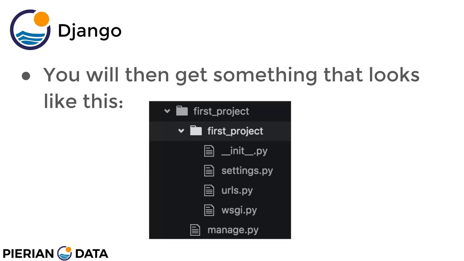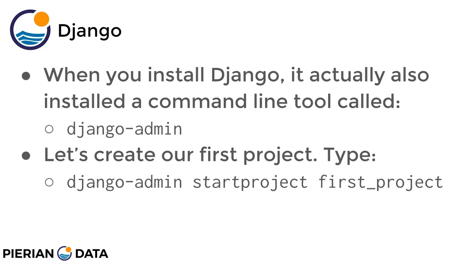And then you're going to get something that looks like this. And we'll explain what all these files are in just a second. But before we do, let's actually run this code. I'm going to jump to the Atom text editor, open up a command prompt, and run through this.